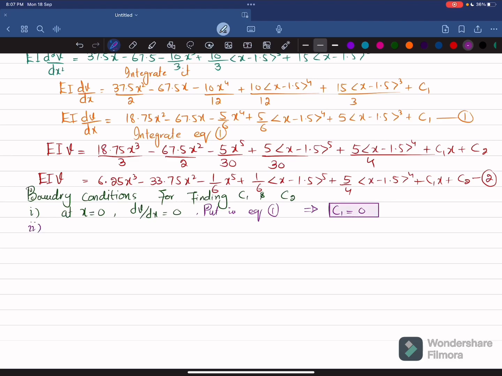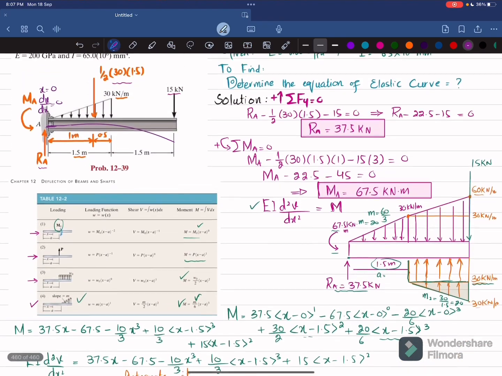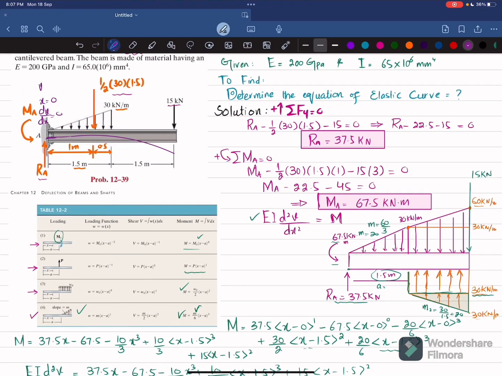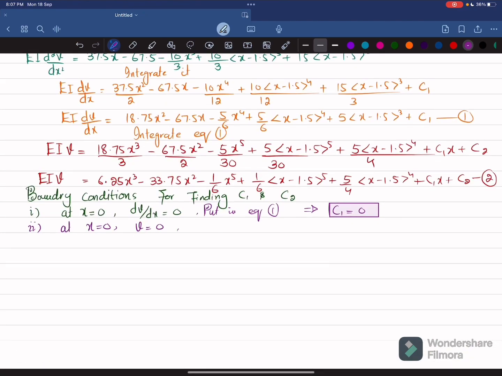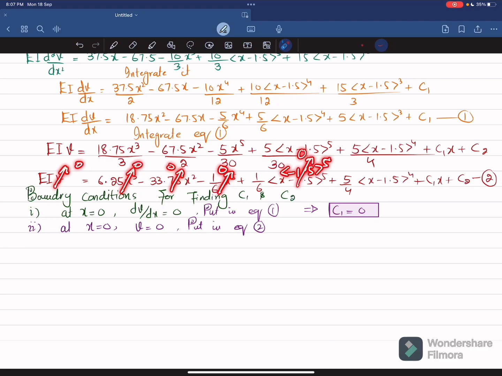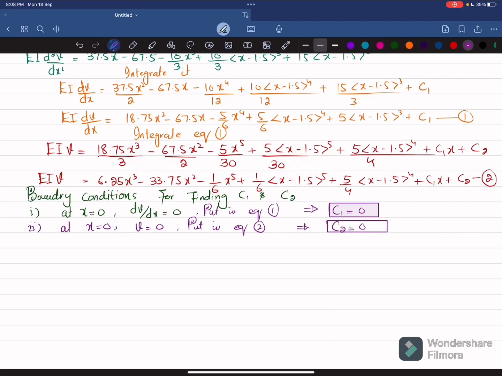Now the second boundary condition is that at x is equal to 0, we have deflection V is equal to 0. So here you can see this end is a fixed support. So at x is equal to 0, we have deflection equal to 0. So we will put it in equation 2. So this term will be 0, x is 0, so this term will be 0, this term will be 0, this term will be 0, and 0 minus 1.5 is minus 1.5 power 5, and this is inside the Macaulay bracket, so any negative term inside the Macaulay bracket will be 0. So this will be 0, and C1 into x is 0, so it means C2 is also 0. I am skipping the working to save space. So C1 and C2 are equal to 0.